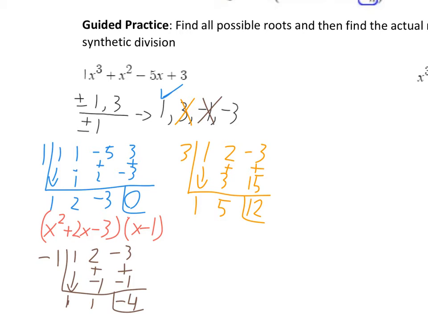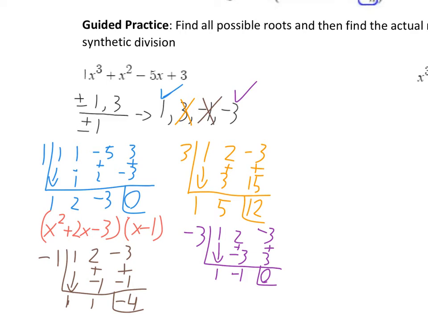Let's check that -3. We have our -3. We have our 1, our 2, and our -3. The 1 comes down. 1 times -3 is -3. -3 plus 2 is -1. -1 times -3 is 3. 3 plus -3 is 0. Remainder 0. So -3 is a root.